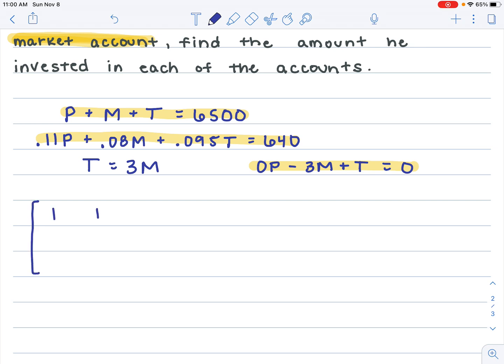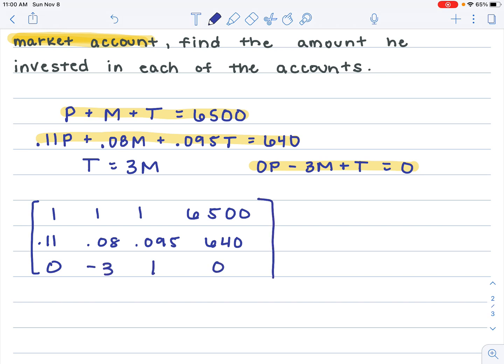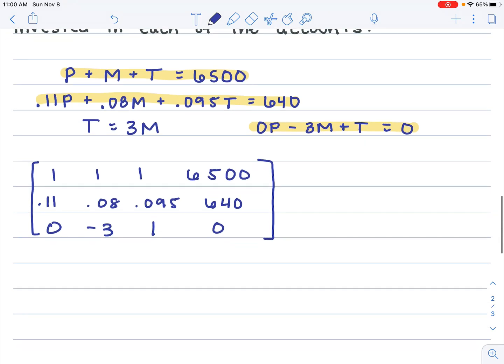So it's going to be 1, 1, 1, 6,500, 0.11, 0.08, 0.095, 640, and the last one's going to be 0, -3, 1, 0. At this point, what I need you to do is go into your matrix. I want you to make that new 3x4 matrix for me. Input all of those, and then do the RREF feature.